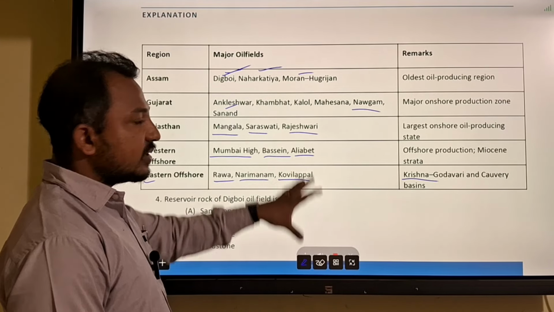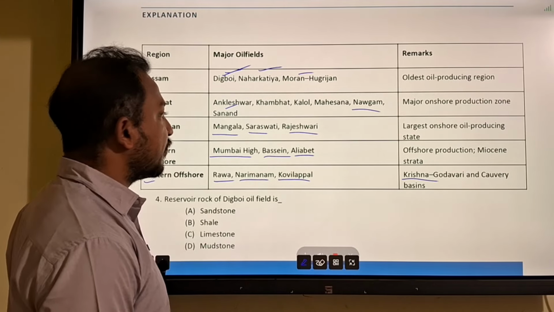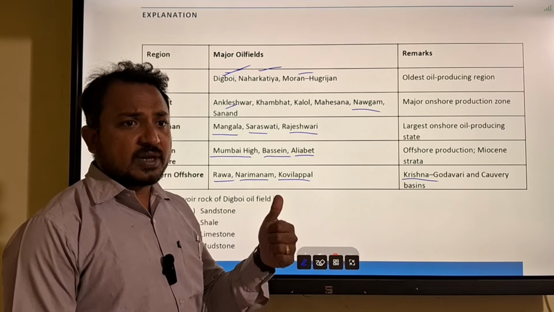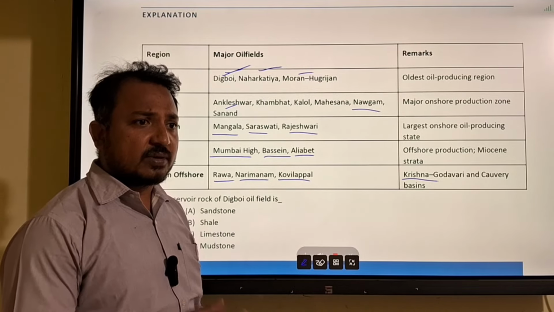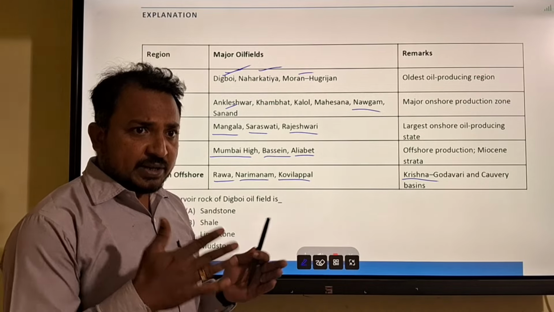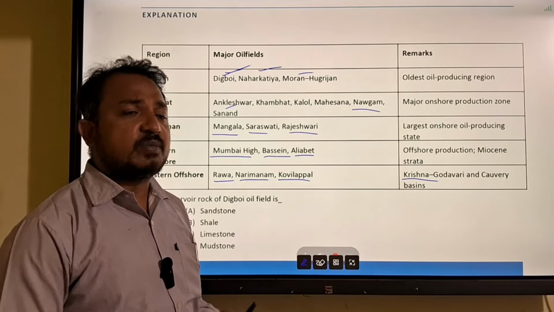So try to remember all this. It's very helpful for your economic geology exam, because most of the time the questions asked are about the place of deposition, in table match or in general MCQs.